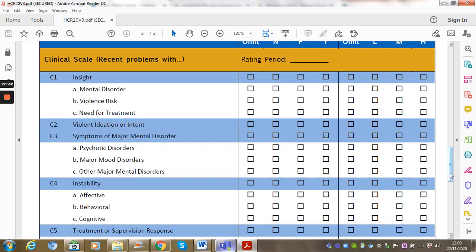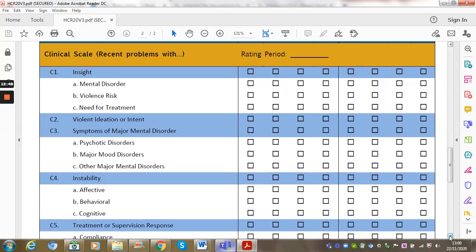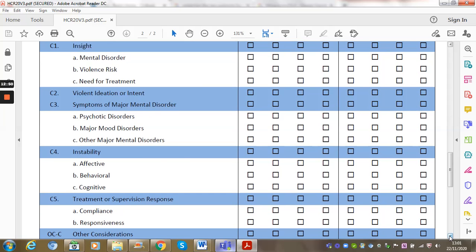C2, violent ideation or intent, means did they talk about wanting to commit violence whilst they were in prison? So whether or not they followed through on it, they were at least talking about it, fantasising about hurting people, for example. C3, symptoms of major mental disorders. Similar to the earlier box on the H sections, but again this is to do with how they've behaved and medical diagnoses they've received whilst in prison.